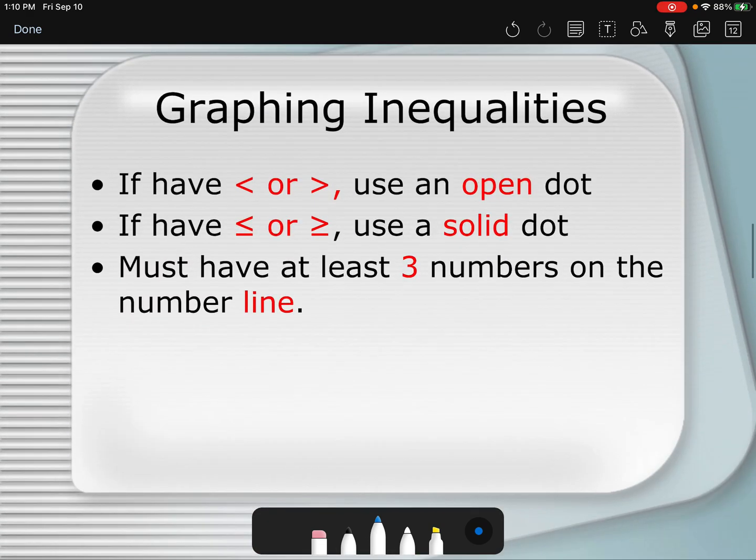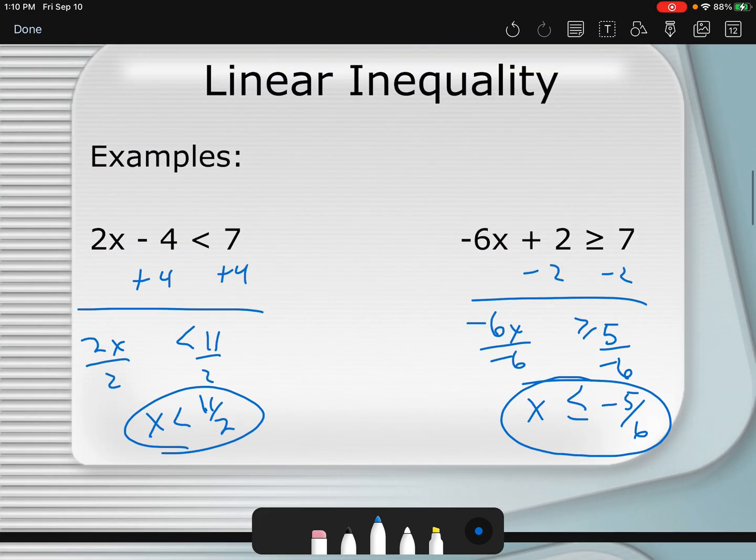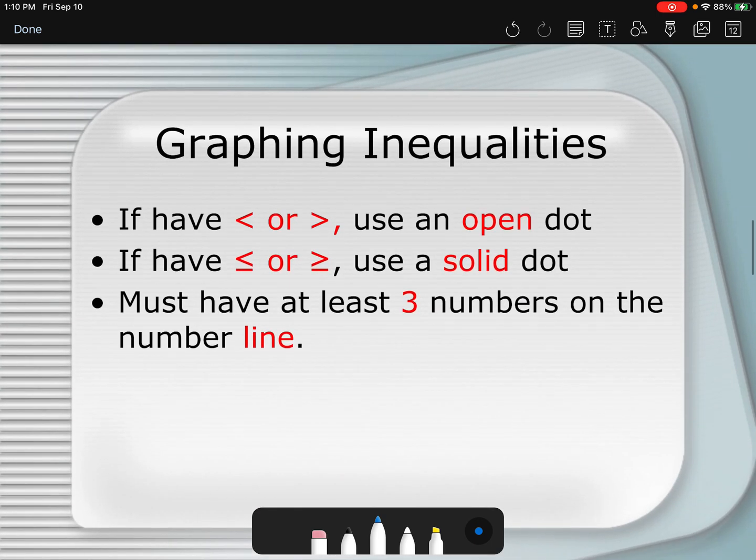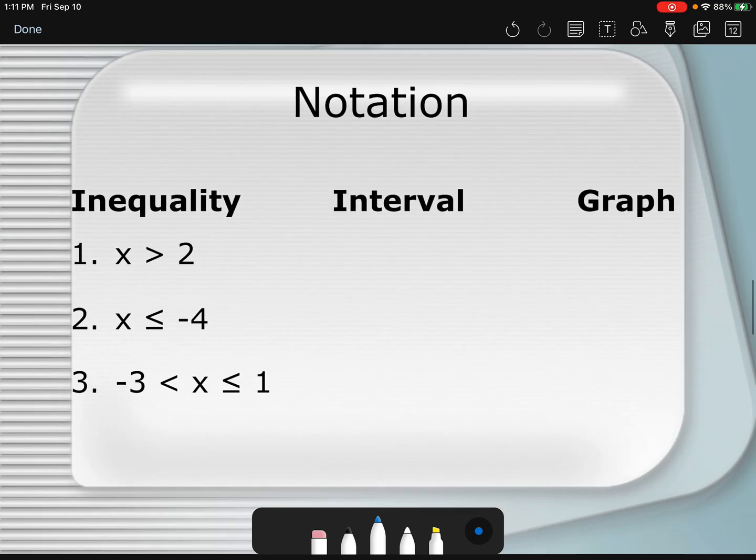Okay, so we treat them just like equal signs, except when we need to divide by a negative. Or we could also multiply by a negative and have to do the same thing. If we have a less than or greater than symbol, we use an open dot to indicate on a graph of an inequality that that number is not a part of it. If we have an equal sign, we use a solid point because that is a part of the solution. And when you make a number line, you need at least 3 numbers on it. So we're going to make this pretty simple for you.